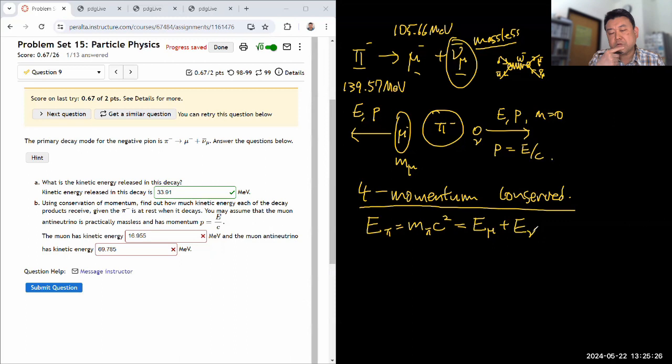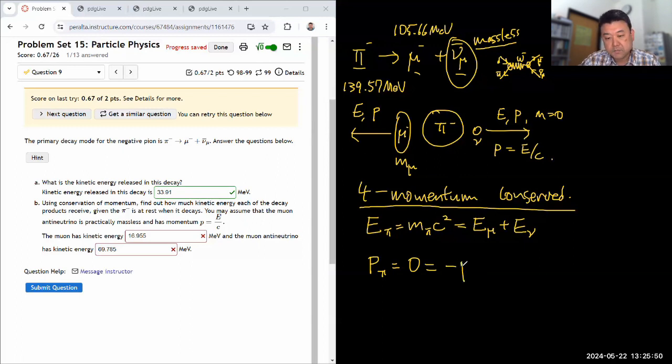I think I might be able to work this out without involving the gamma factors, because we're not being asked for their speed, so I don't think we really need a gamma factor. So this is one equation, and we need to say the momentum is conserved. The momentum of the pion, which will be zero, is equal to the momentum of the muon, let's say it's moving to the left, negative.